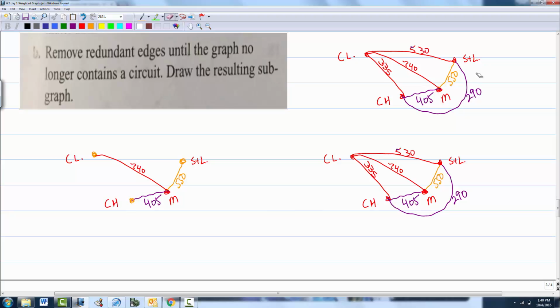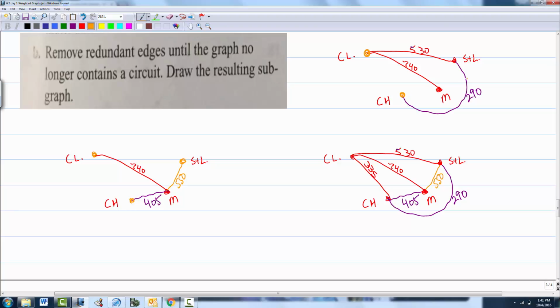Answers may vary. Can I get rid of this one and still have all the edges and vertices connected? Yes. Do I still have an individual circuit? Yes. Well, then I can get rid of this. Do I still have a circuit? Yes. Take a pick. Boom. Do I have a circuit anymore? No. Are all the vertices connected in one way, shape, or form?